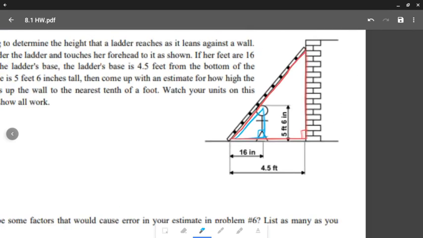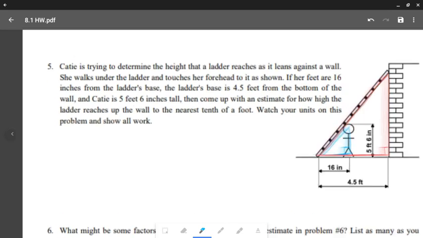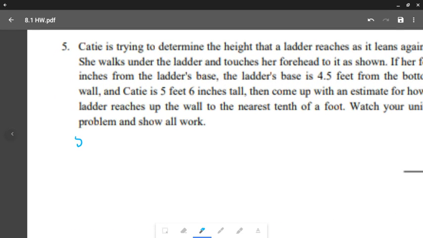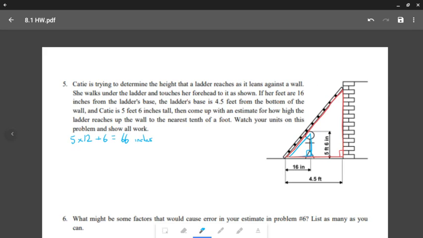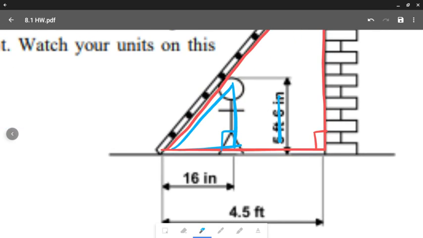All right, in any case, if I want to convert 5 foot 6 inches to inches, I'm going to take 5, the number of feet, times the number of inches in a foot, and add the number of extra inches. Well, 5 times 12, that's 60, plus 6, that's 66. Okay, so Katie is 66 inches tall. That means instead of using 5 foot 6, I can use 66 inches.